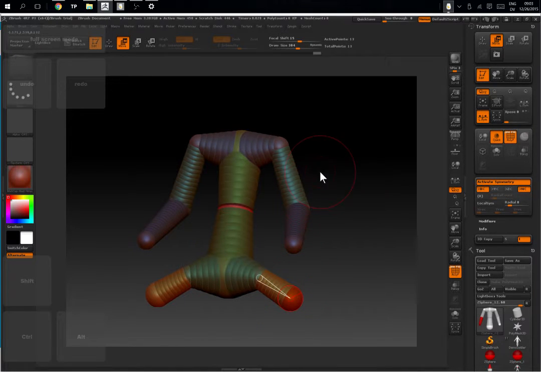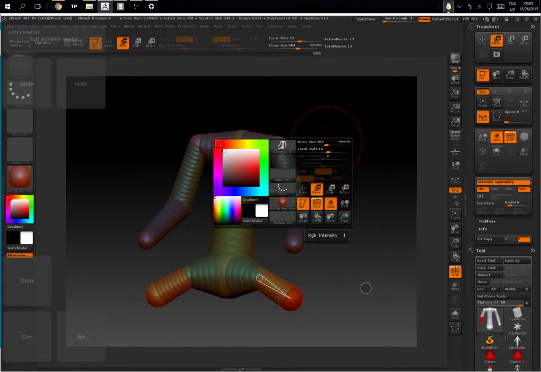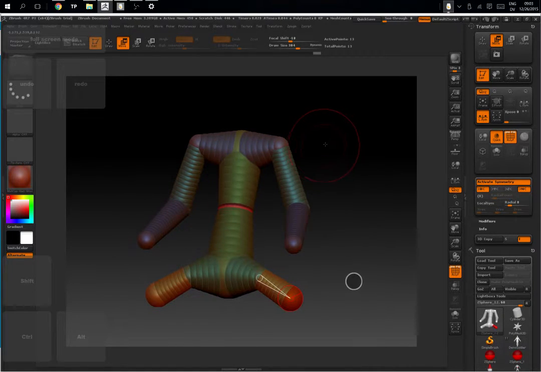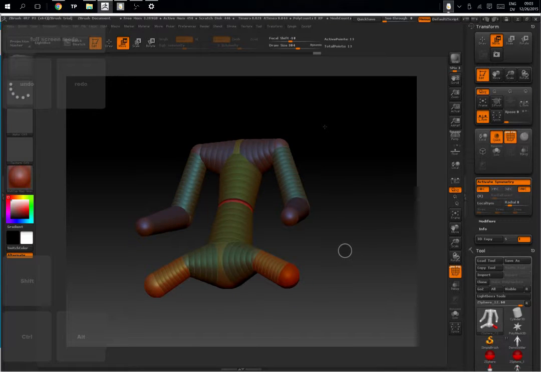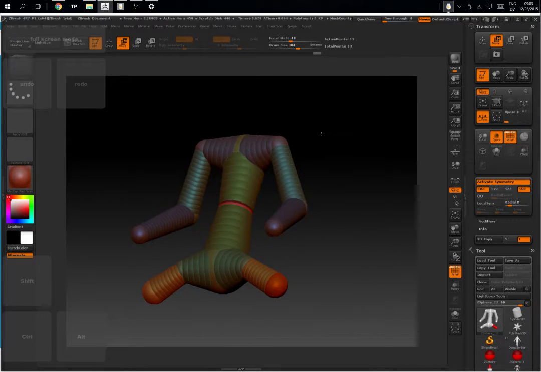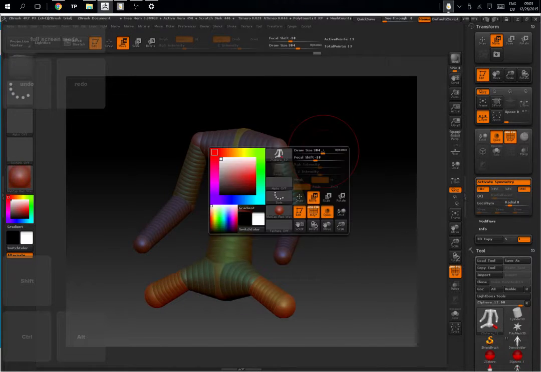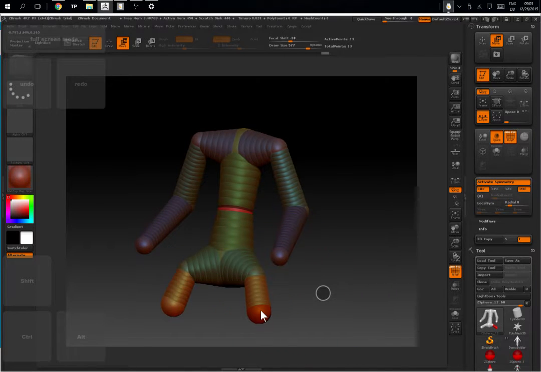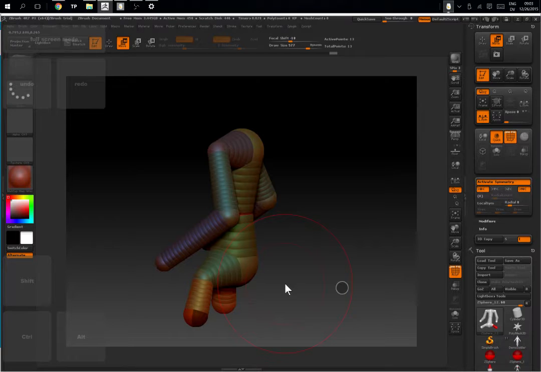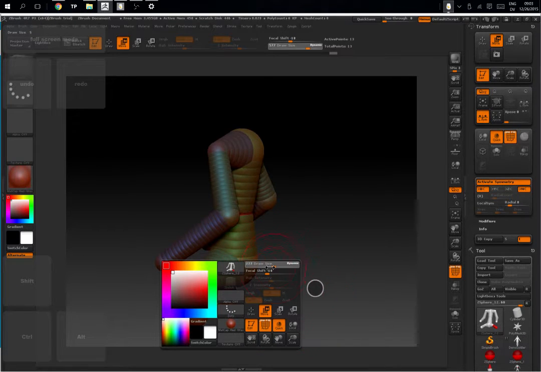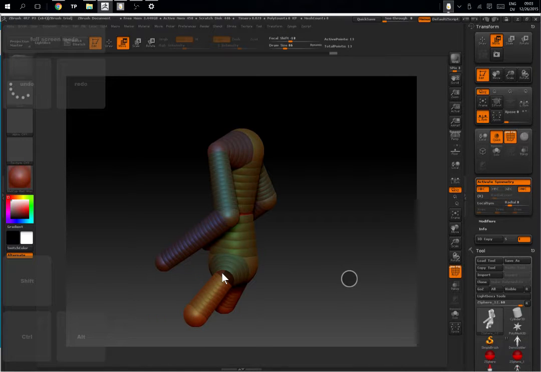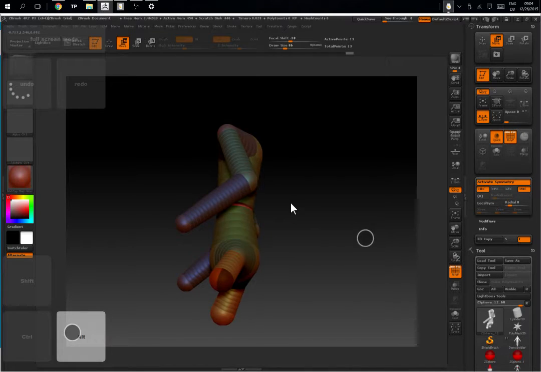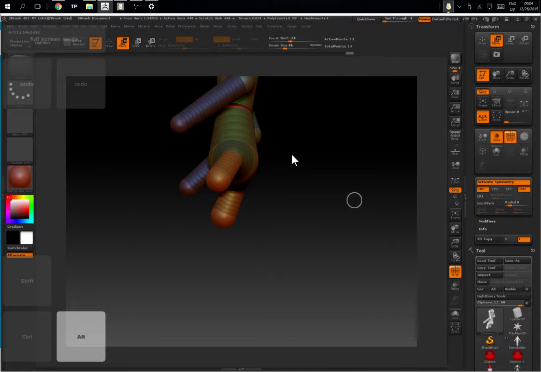Probably difficult for me to move because of my brush. If I can adjust my brush with three fingers, got the focal shift, and so that's with a three finger. My brush smaller. Use the Alt. Move the model.